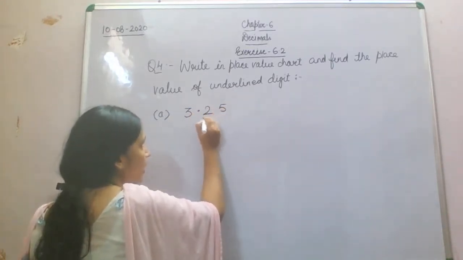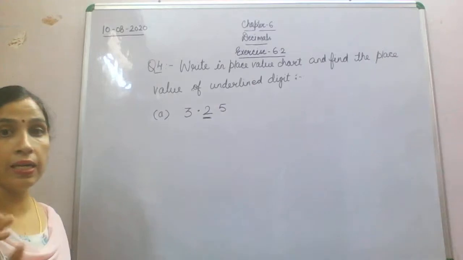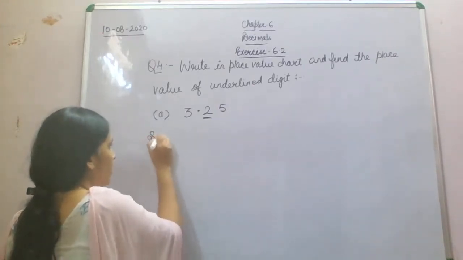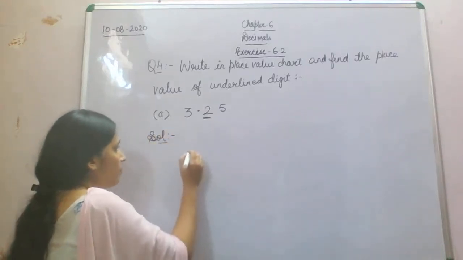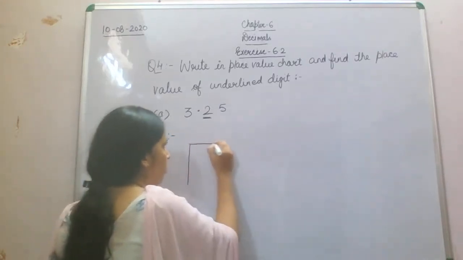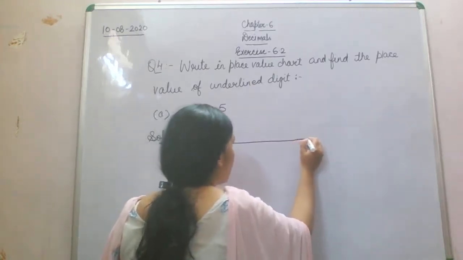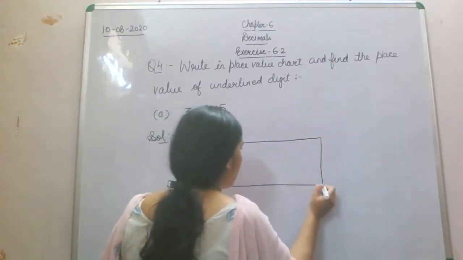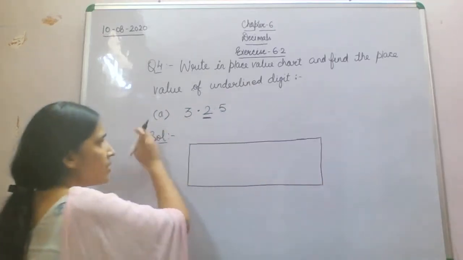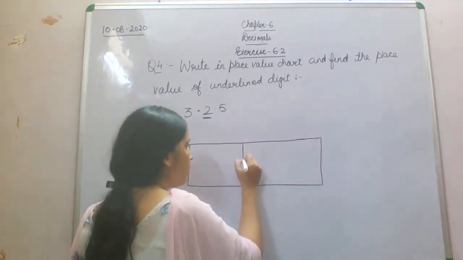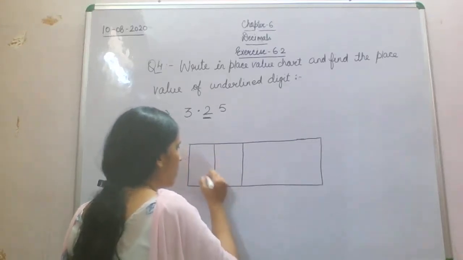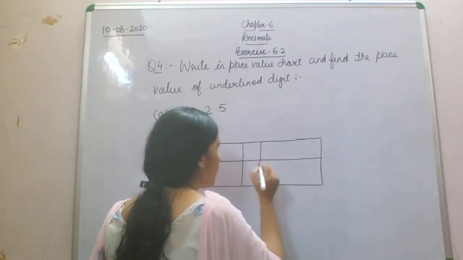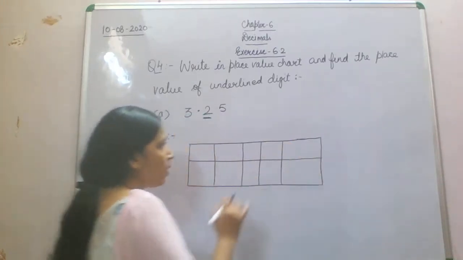Here the underlined digit is 2. So let's start doing it with the place value chart. First of all we will draw a place value chart. Now in this place value chart I am going to take ones and tens. If you don't require ones and tens, then you will not take them. I've taken here ones and tens, and then a decimal point, and then hundredths, and then thousands.